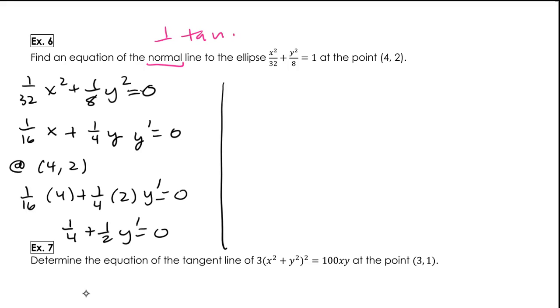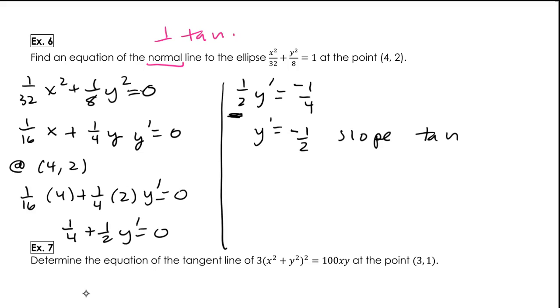If you subtract 1/4 to the other side, you get 1/2 y prime is negative 1/4. So y prime, if you multiply both sides by 2 to get rid of this, you're going to get negative 1/2. Now this is the slope of the tangent. So that means the slope of the normal, that was y prime, we got to be careful with that, is going to be 2 because it's the opposite reciprocal of what this is.